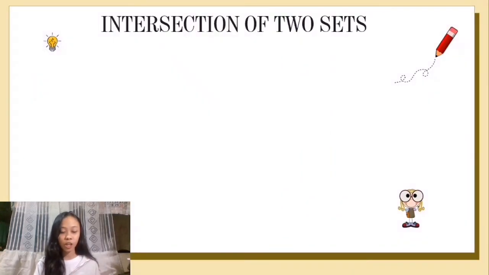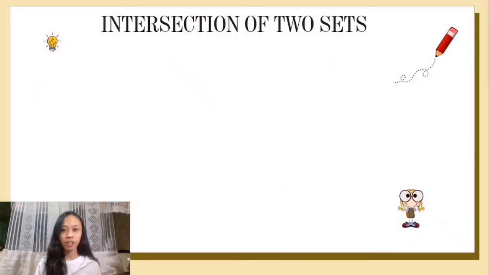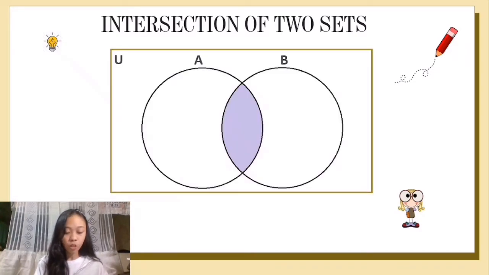So, next operation, we have the intersection of 2 sets. So, when we say intersection of 2 sets, the 2 sets have common elements or elements that belong to both A and B. So, for the illustration, again, since the intersection will have here 2 overlapping circles, the shaded part of our Venn diagram, kung makikita nyo sa gitna, represents the intersection. So meaning, ito yung part na nag-intersect yung dalawang set.